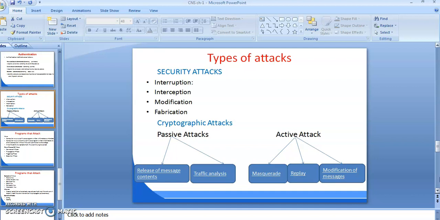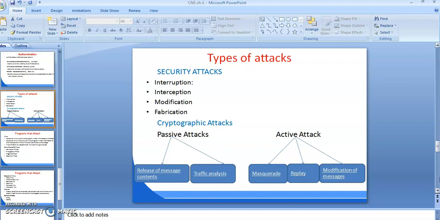Next, come to traffic analysis. What is traffic analysis? In a traffic analysis attack, the attacker attempts to analyze the encoded message to come up with likely patterns. That means in traffic analysis, the attacker always tries to analyze the encoded message for guessing purposes. That is known as traffic analysis.